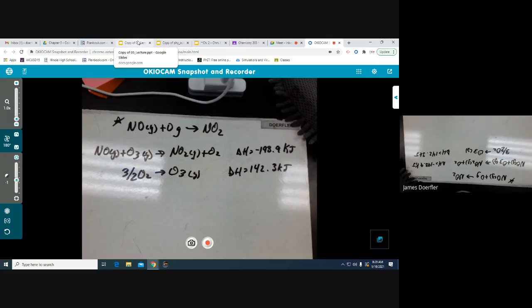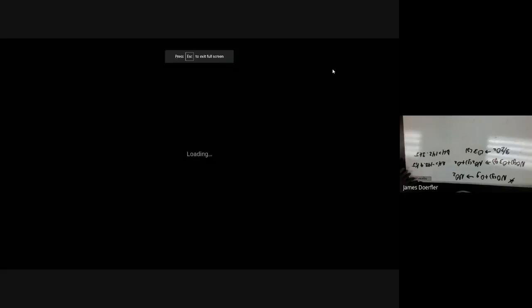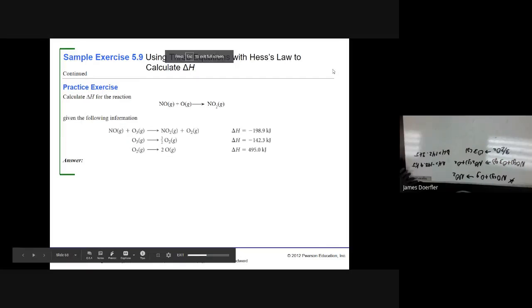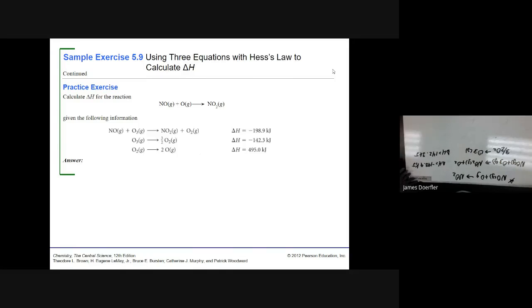So there's just one more equation I need to address. Okay? Now's the third one here. In the third one, I have O2 yields 2O. So we know that in our target equation, we have to have that O on the left-hand side. So what's the first thing I need to do to this equation? I need to flip it. Okay? So I flip it. I'm going to put this O on the left-hand side.